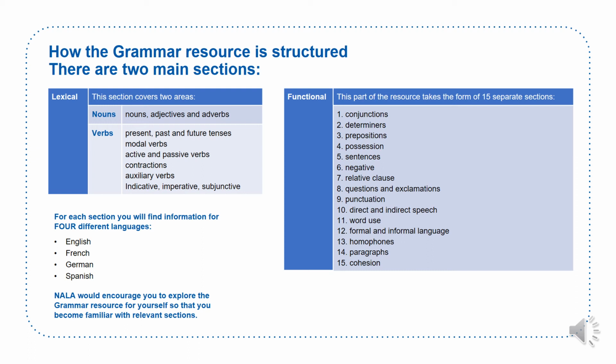In the functional section, you'll find there are 15 different aspects covered. So we have conjunctions, determiners, prepositions, possession, sentences, negative, relative clause, questions and exclamations, punctuation, direct and indirect speech, word use, formal and informal language, homophones, paragraphs, and cohesion.